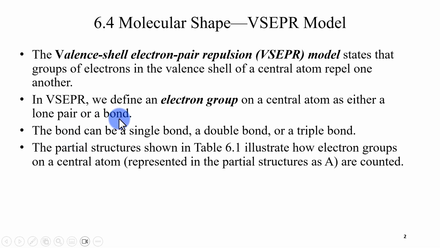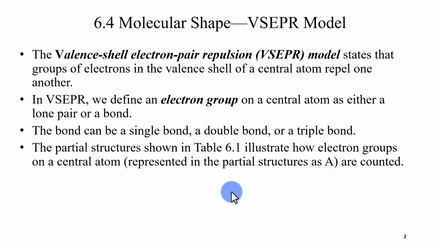Now the bonds, we talked about that when we drew Lewis dot structures. These bonds can be single, double, or triple bonds. We're not counting electrons, we're counting electron groups. So for electron groups, single bonds, double bonds, triple bonds, lone pairs all count the same. All count as one electron group. Not how many electrons are in those bonds or in the lone pair, but how many electron groups. And lone pairs, single bonds, double bonds, triple bonds count as one electron group each.